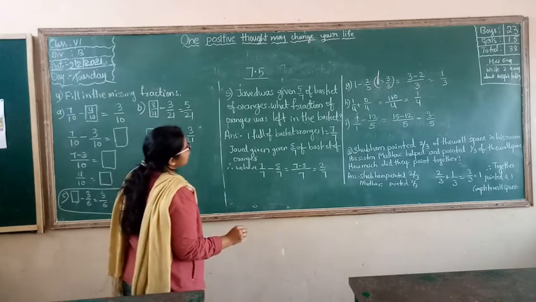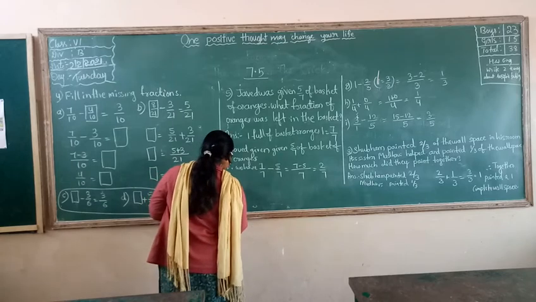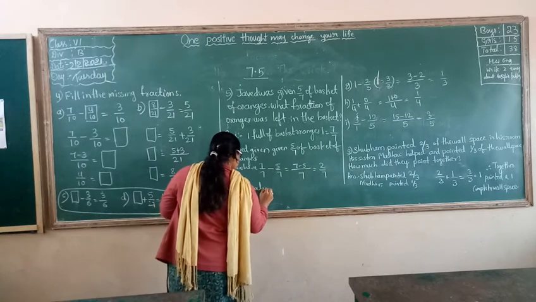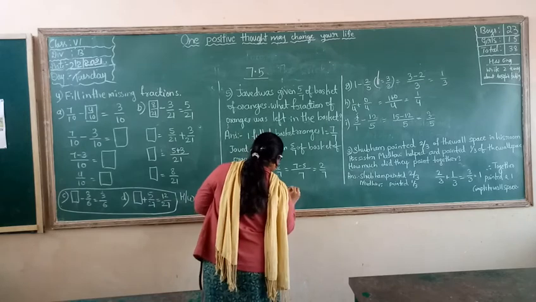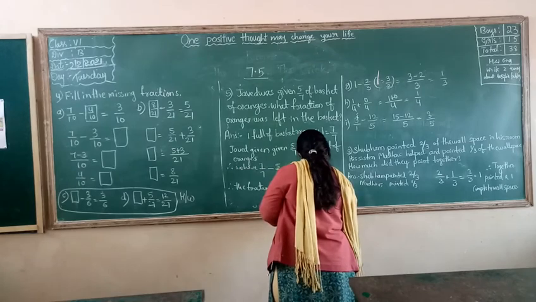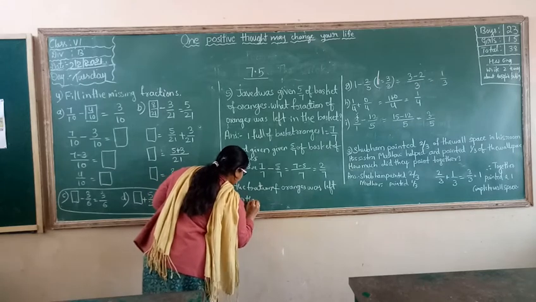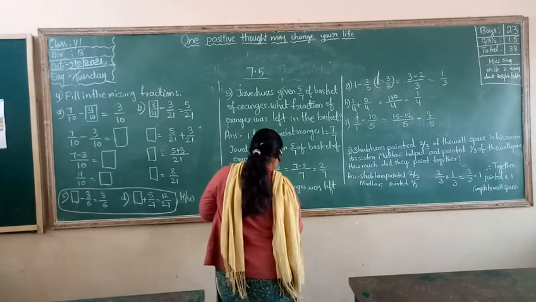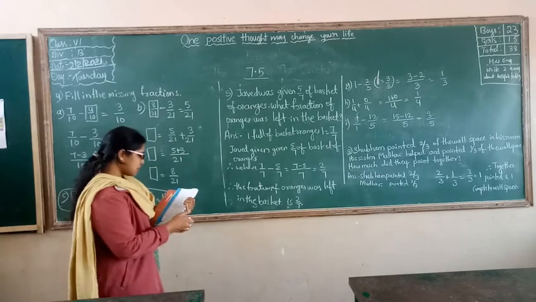So how many oranges are left in there? The fraction of oranges left in the basket is 2/7. Okay, this is the answer.